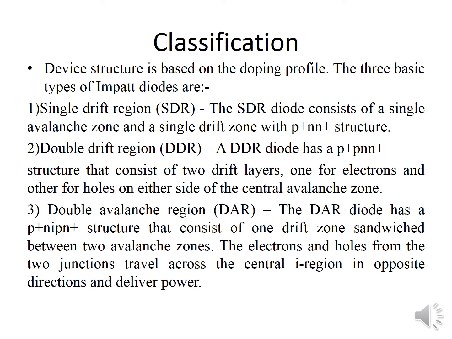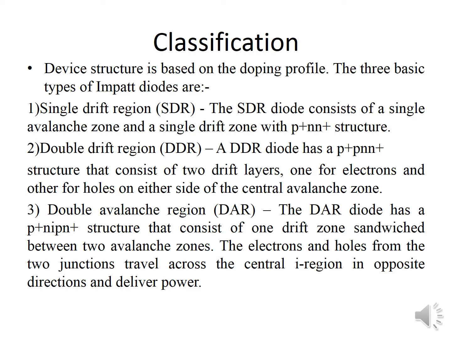Coming to the classification, as I told you in the previous slide what doping is. Depending upon the impure material that we add to the device structure, these Impatt diodes are classified into three basic types. The first one is single drift region. Single drift region consists of a single avalanche zone as well as a single drift zone, with a P plus N N plus structure.